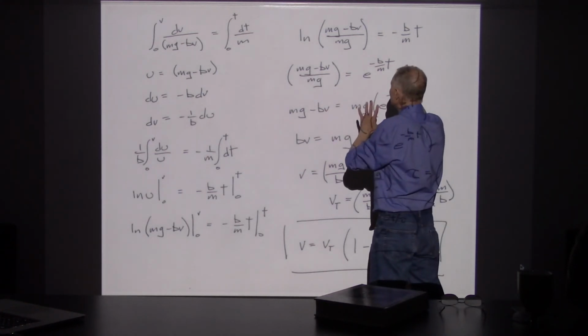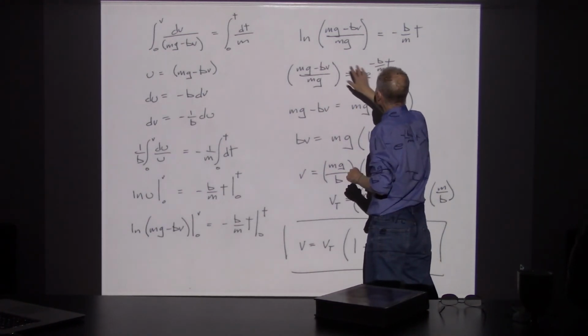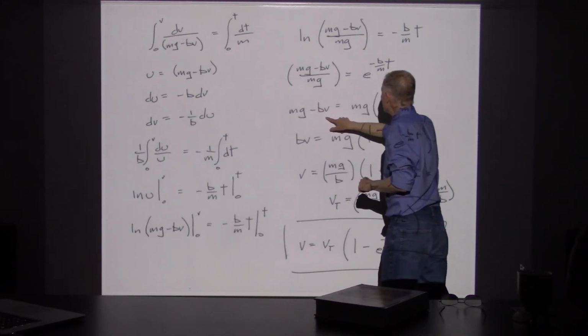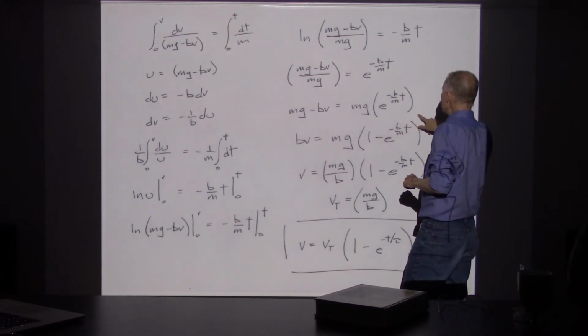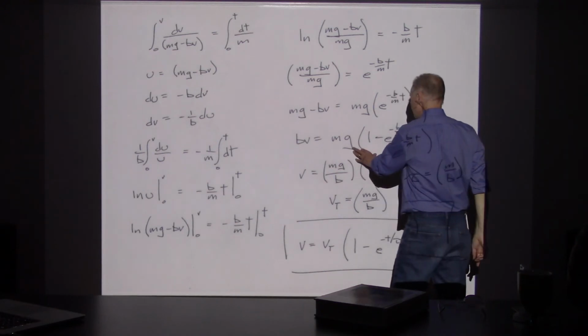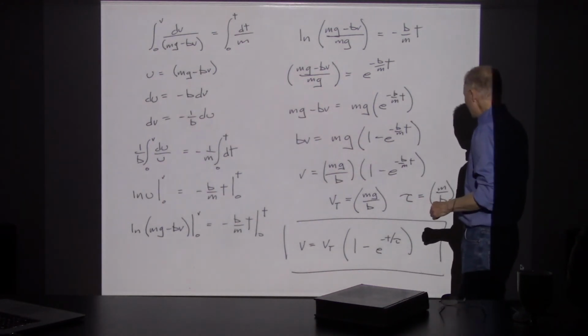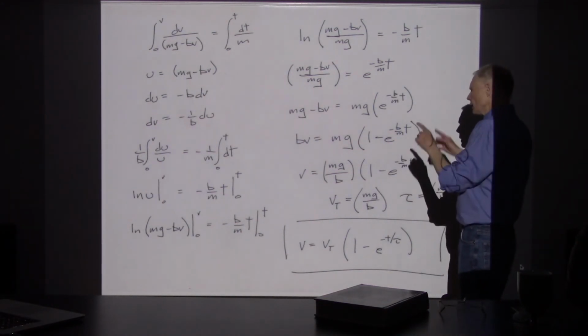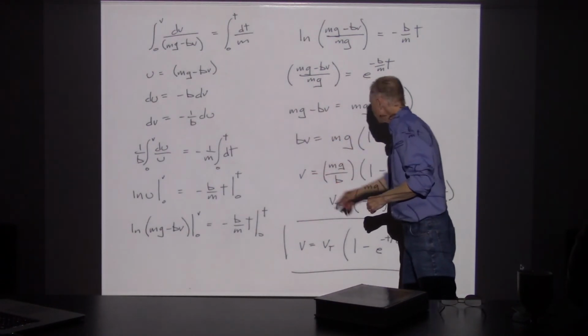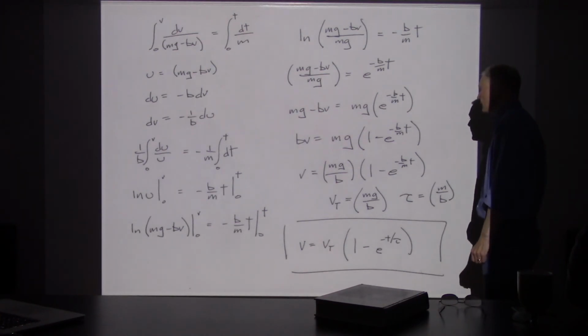And then I exponentiate to remove the logarithm. An exponential shows up on this side. mg minus bv then is mg times e to the minus b over m times t. We're going to get a common factor of mg, and then finally I'm going to solve for v. V was right here, and that's what I've been solving for. And that's it. That's my answer.